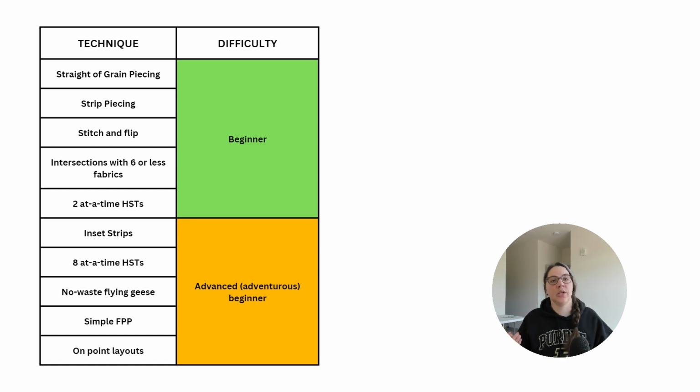Simple FPP I would include with this. So if you've got like a heart-shaped FPP that's got like 5 pieces, very, very easy. That's advanced, adventurous beginner. Anything kind of more complicated than that's going to bump you up to a much more difficult level. On-point layouts I would also include as like an advanced, adventurous beginner because those can get a little bit trickier. That's not something you would just want to throw at a beginner quilter without kind of over-explaining and making sure that you've got all your assembly diagrams really laid out there because there are some nuances to on-point layouts that are just not obvious to most quilters.